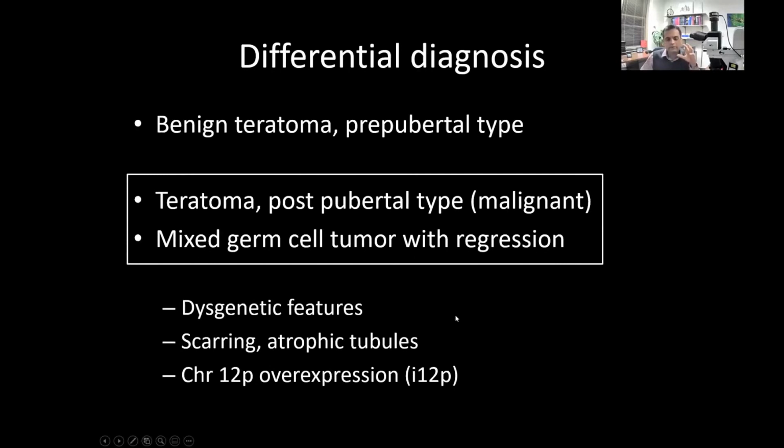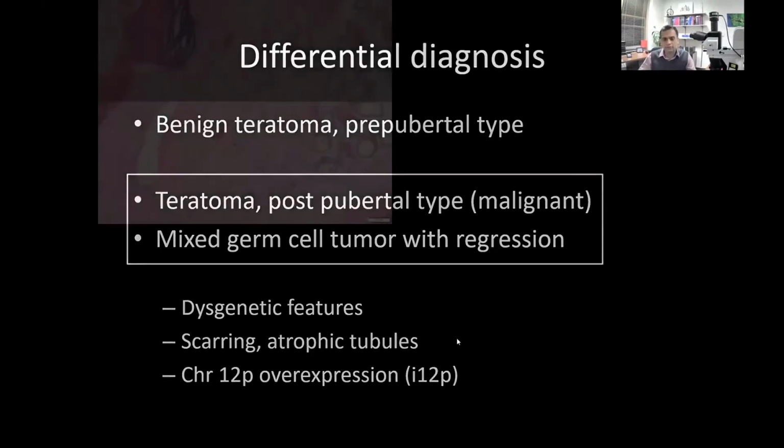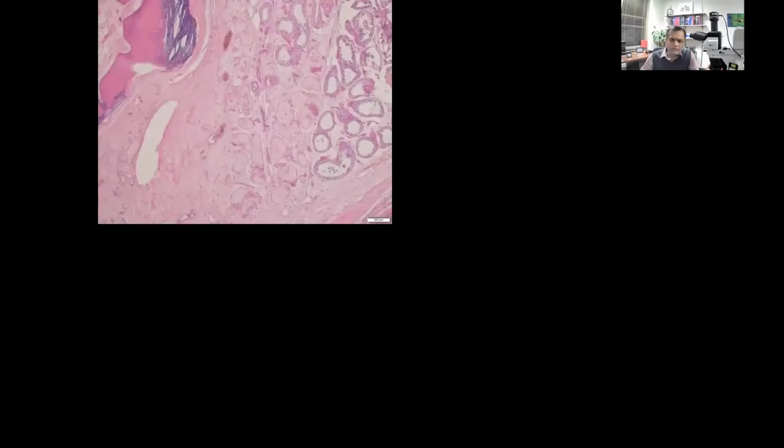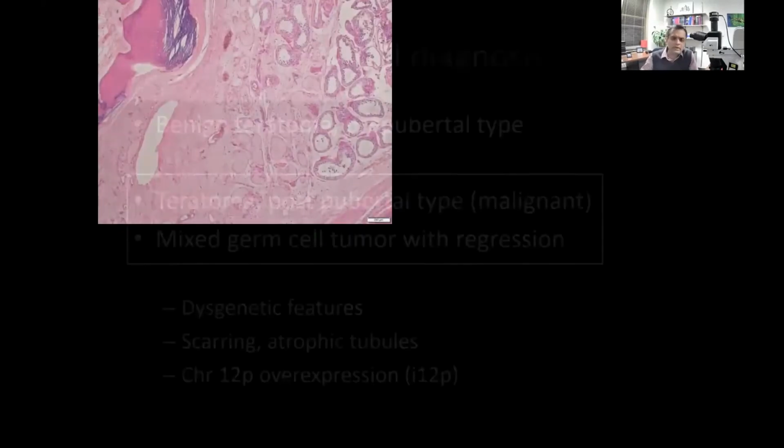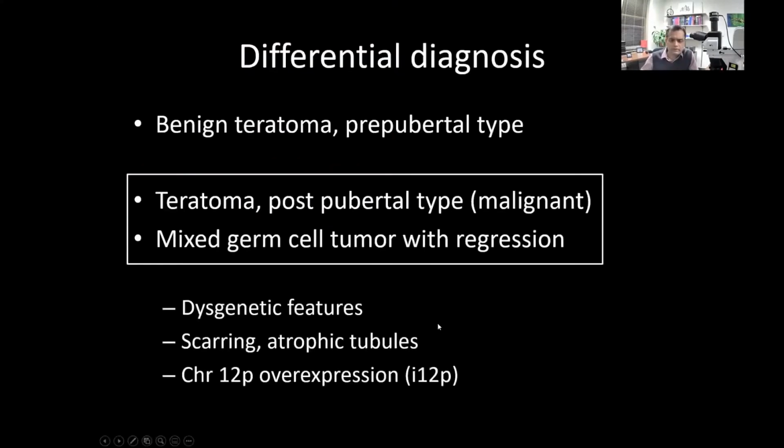So we need to see dysgenetic features in the adjacent testis, such as scarring or presence of atrophic tubules or presence of Sertoli-only tubules. And then we can confirm this by doing FISH tests for chromosome 12p overexpression, where the abnormality is isochromosome of the 12p. So what about this case? Did it have any of these dysgenetic features?